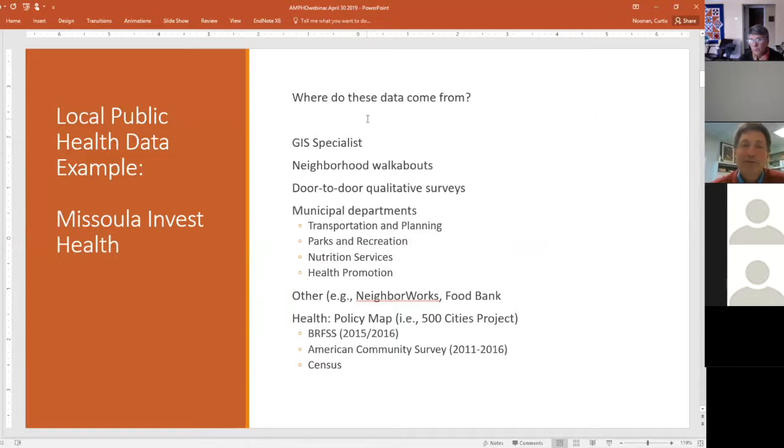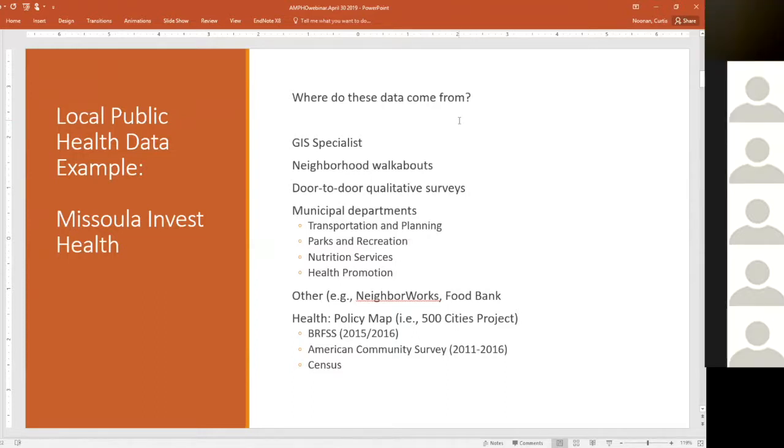We have to keep in mind how much infrastructure and capacity a local health department like Missoula has compared to some other local health departments in our state of Montana. Most of us don't have access to a GIS specialist who's going to do this, or to someone who's going to lead something like this Missoula Invest Health effort and have the time to devote to it. So I always keep in mind the different levels of resources that we have across our various counties and local health departments.